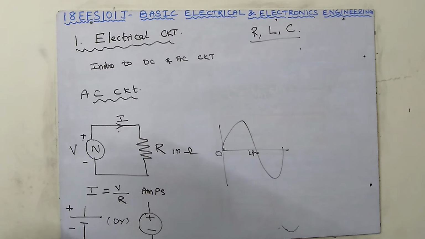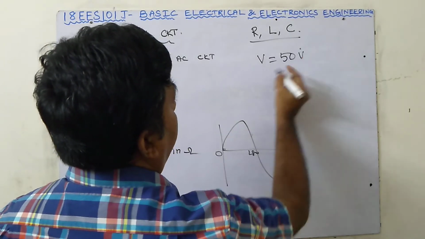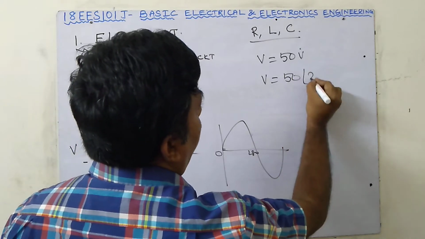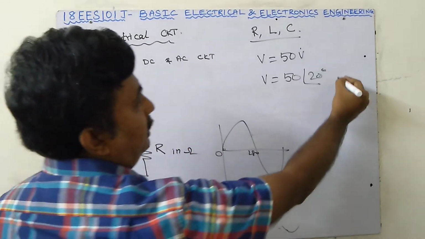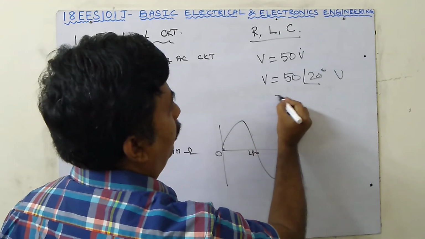Here, what is the formula for I? Same Ohm's law, I equal to V divided by R. The only difference is that here the current and voltage both will have magnitude as well as angle, that is direction. So we will get a complex number. In DC we will get 50 voltage, but in AC it will be 50 at an angle of 20 degree. Like this the voltage will come. This is called complex numbers. This is called polar form.